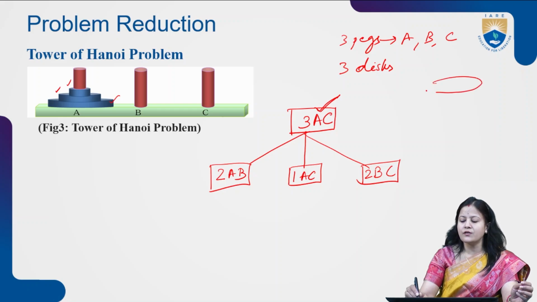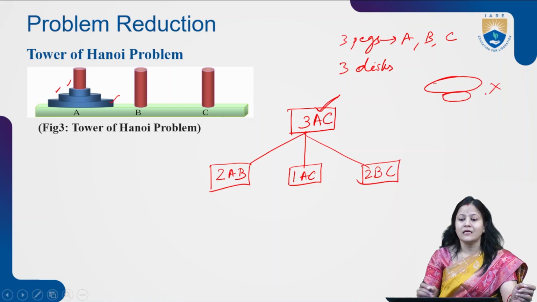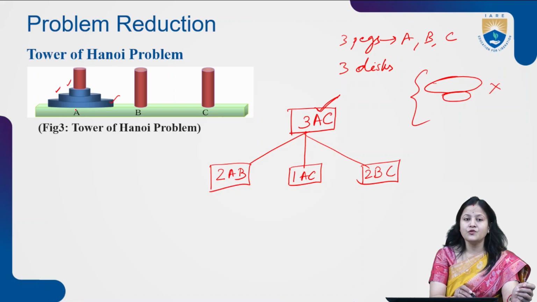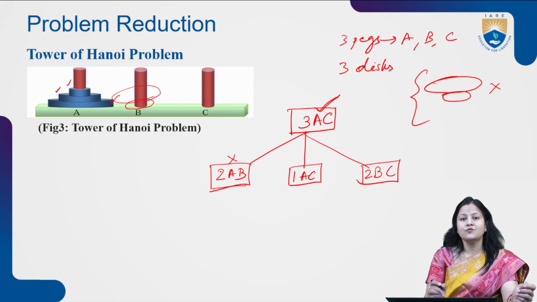Now you check the constraint. I told you the constraint for this Tower of Hanoi problem: the bigger disk should not be placed over the smaller disk. Is it satisfying? Whenever I transfer the smaller disk and the middle one from A to B, the smaller one will come first, then the bigger one will come over it. So this is not satisfying, which means we cannot achieve 2AB this way.